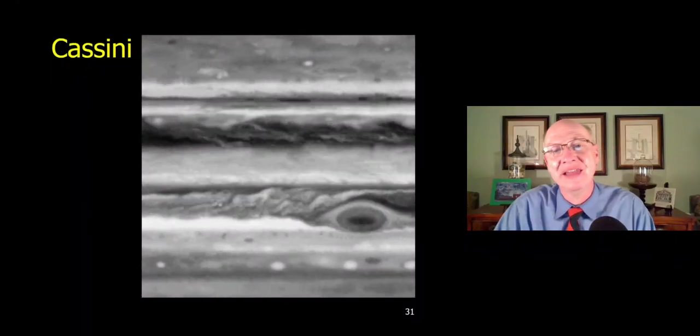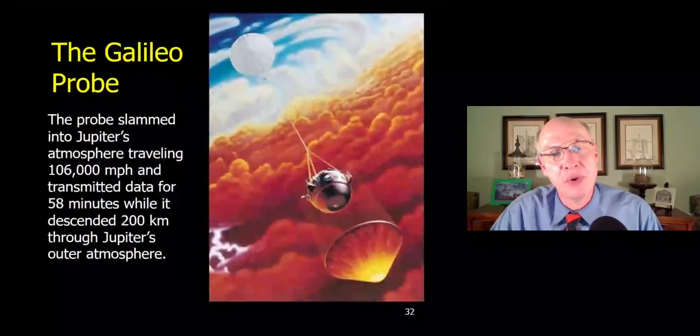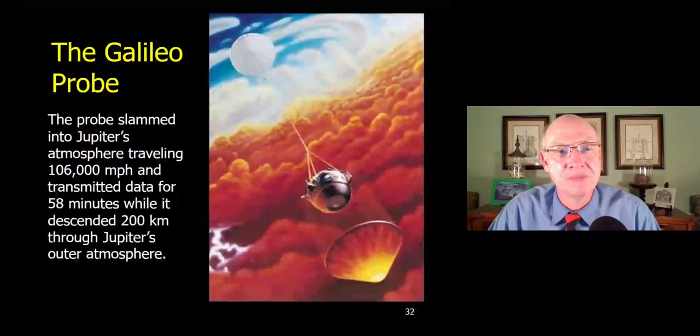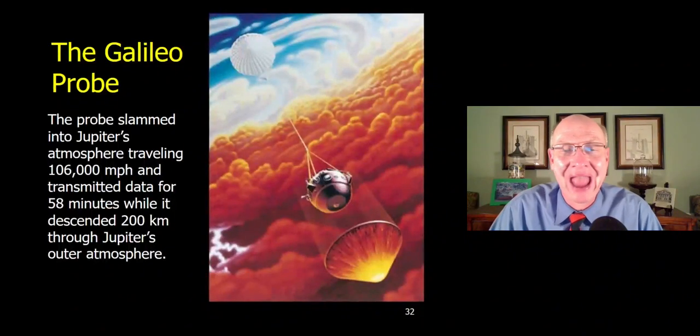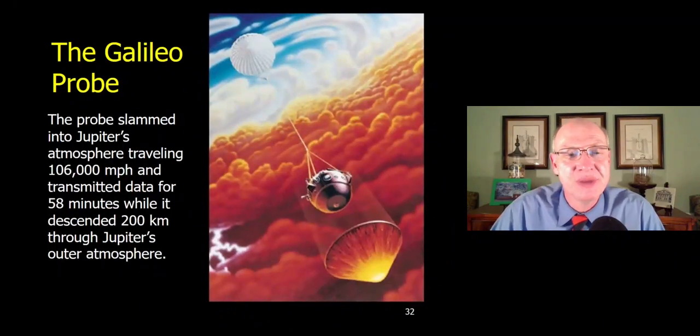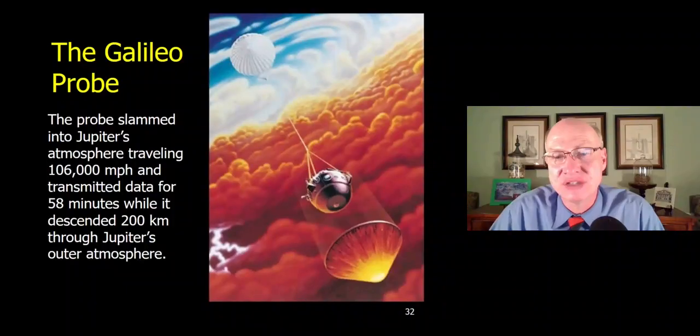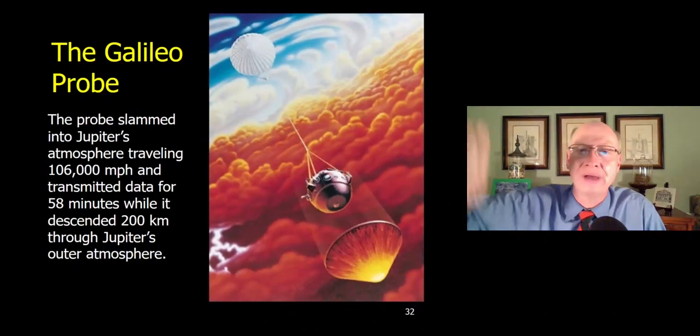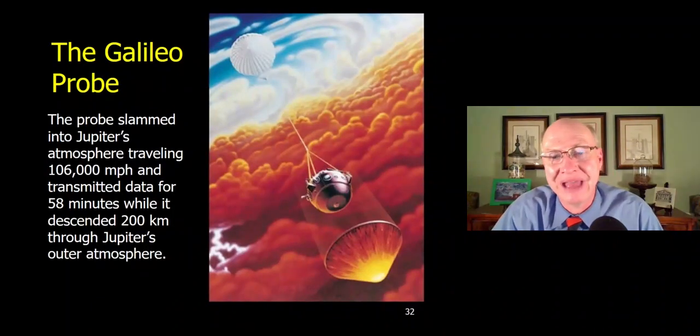Now, with the Galileo mission, not only did Galileo go into orbit around Jupiter, but Galileo also had a probe that parachuted down through the outer atmosphere of Jupiter. The Galileo probe slammed into Jupiter's atmosphere, traveling 106,000 miles per hour, and transmitted data for 58 minutes while it descended through about 200 kilometers of Jupiter's atmosphere.